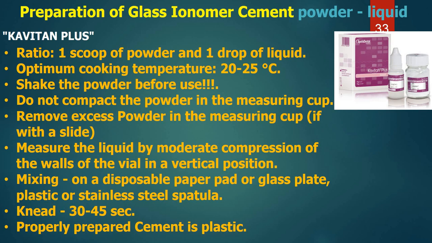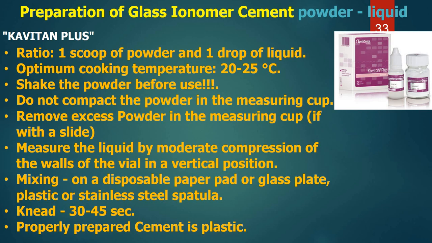Preparation of glass ionomer cement, powder and liquid. For example, Cavitan Plus. Ratio: 1 scoop of powder and 1 drop of liquid. Optimum mixing temperature, 20-25 degrees.